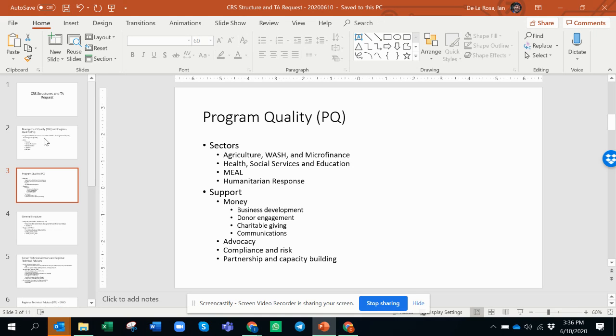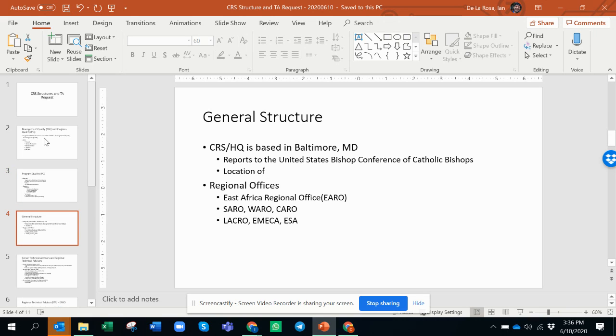Compliance and risk is a very big part of what we do now, and partnership and capacity building. We have whole units that focus on that. And country program here would be like MESA with August.